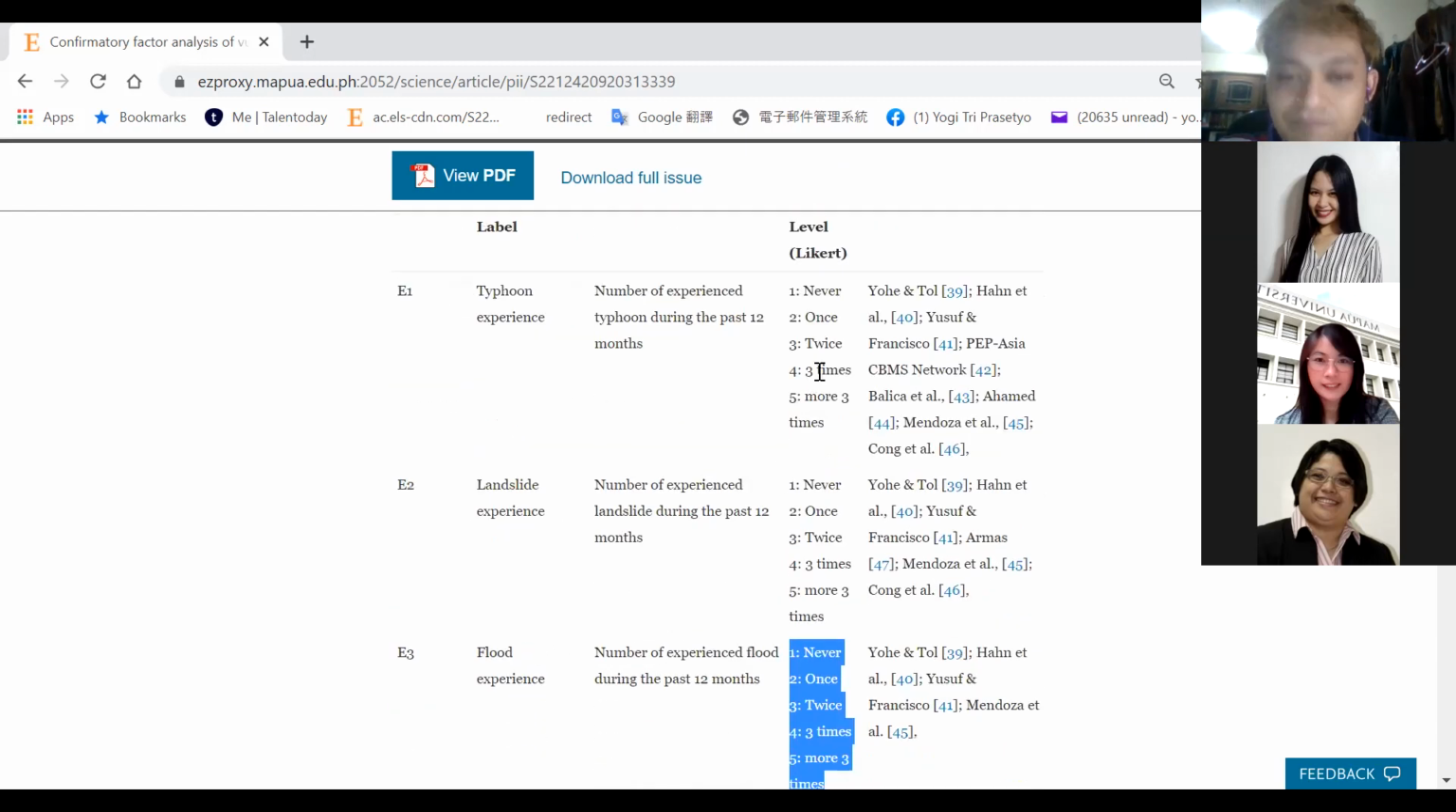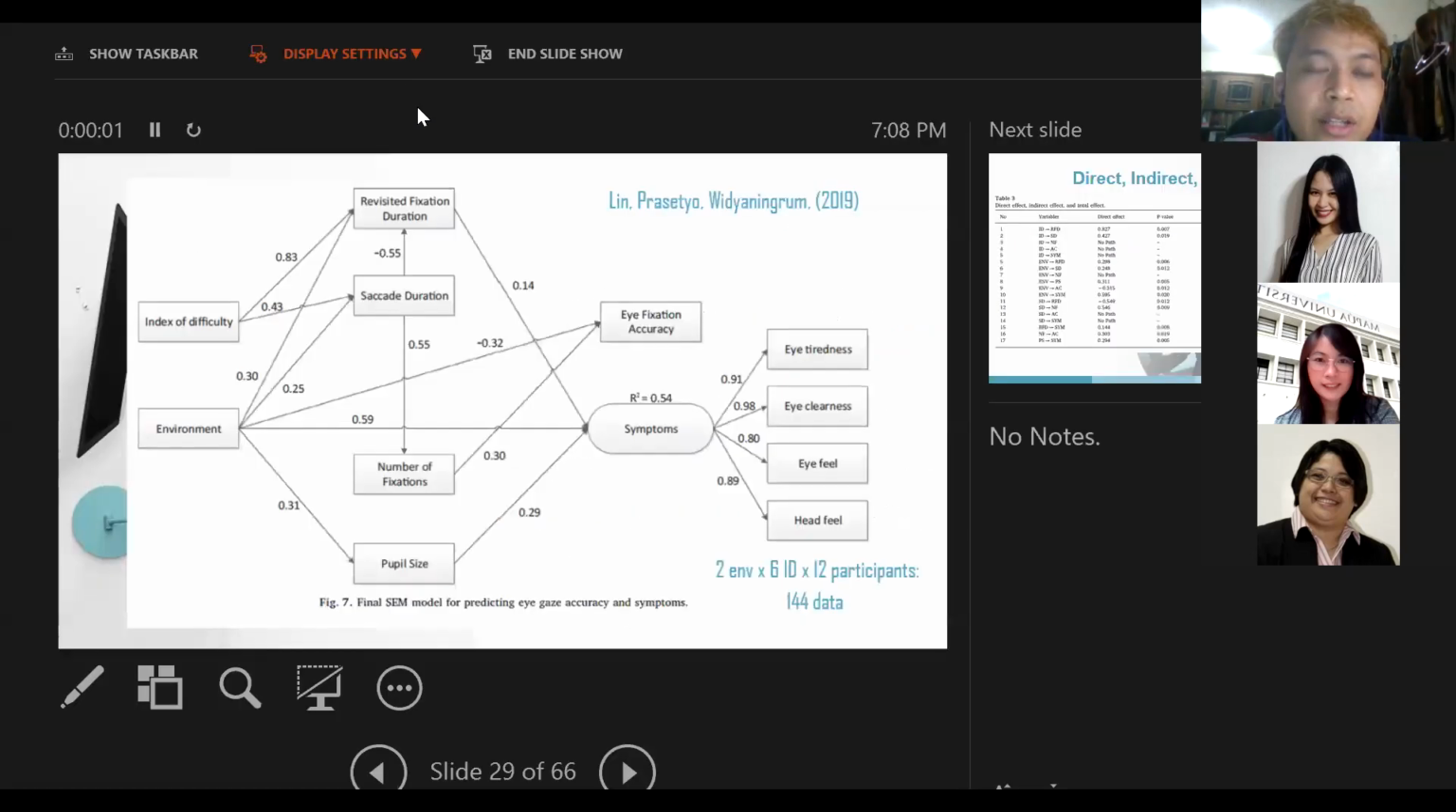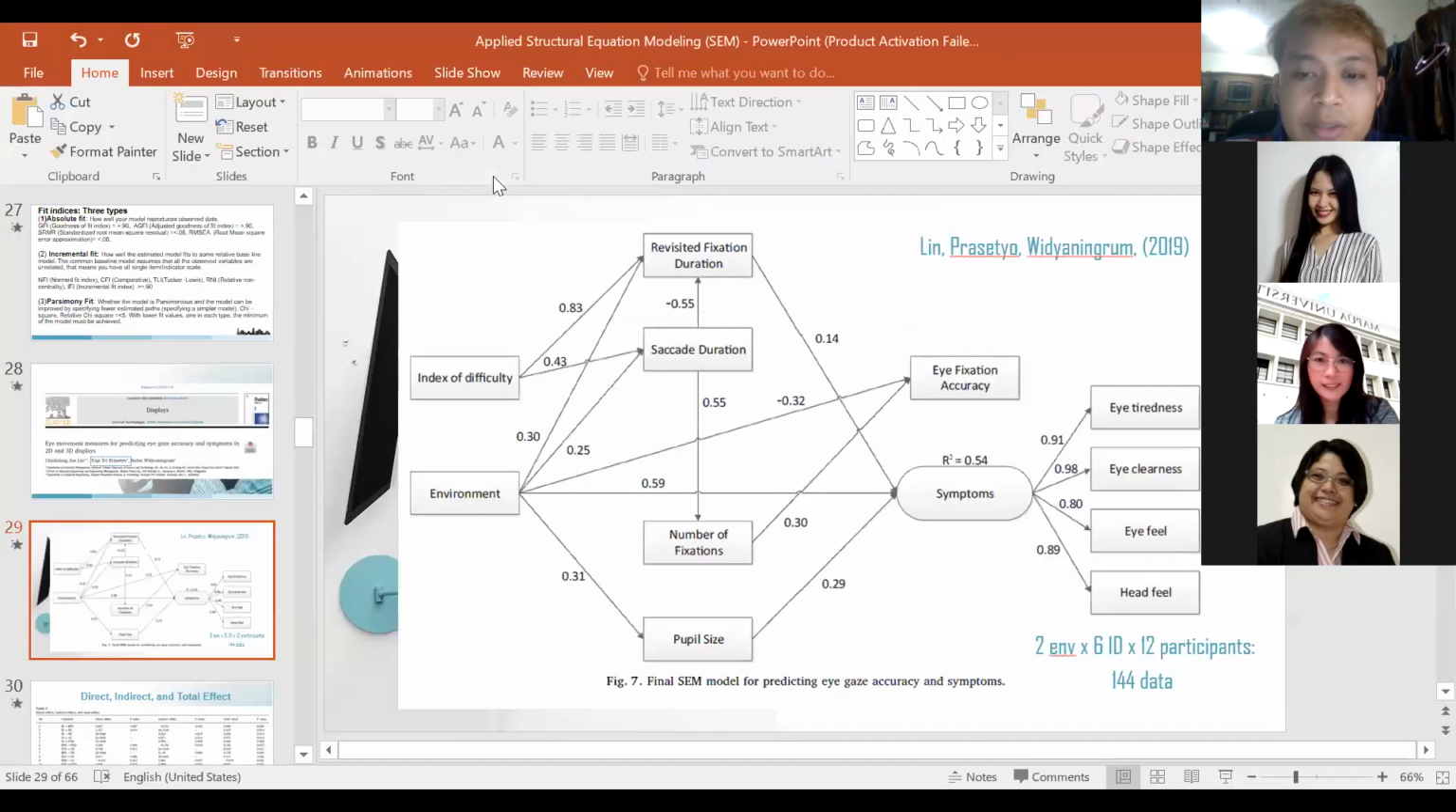Okay, so this one. Okay, don't worry. Sorry, it's not a duplicate. I chose the wrong one.